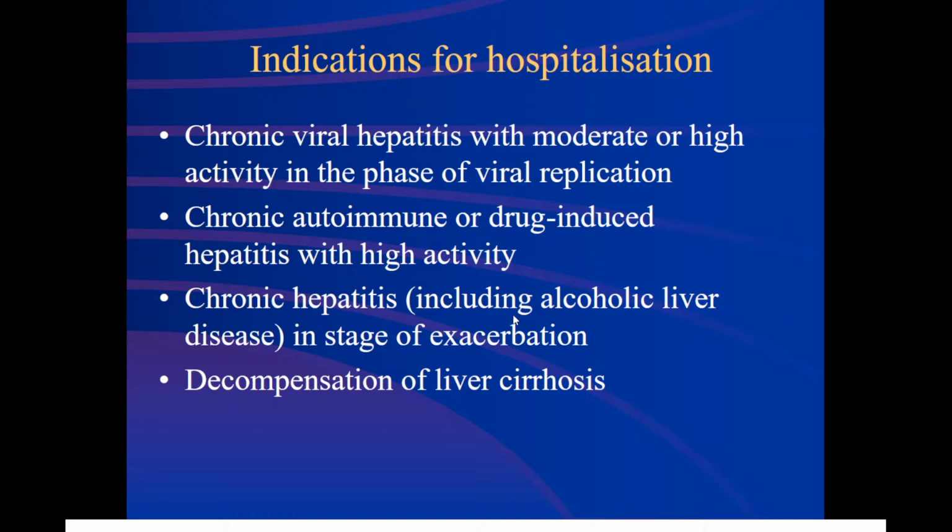All these indications are for patients with hepatitis. What about cirrhosis? Cirrhosis is a more severe stage of liver disease, but in this case, it is more difficult to change something in the clinic. If liver cirrhosis is not diagnosed before, of course, you have to hospitalize the patient for proper diagnostic manipulation to prove this diagnosis. But if the diagnosis is already present, only decompensation of liver cirrhosis is an indication for hospitalization.